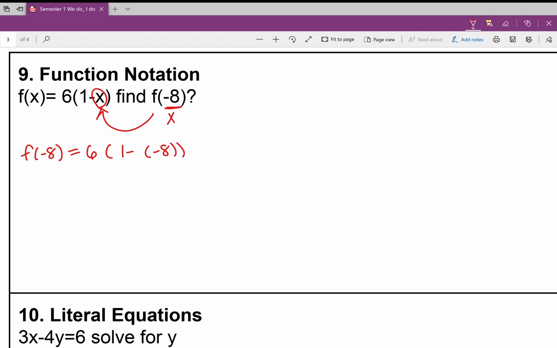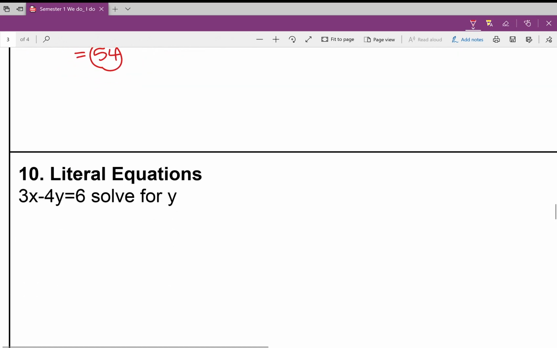Now let's simplify. 1 minus -8, this is plus a positive, so this becomes 6 times 9, because 1 plus 8 is 9, and then 6 times 9 is 54. So our answer is 54. That's it. You're just plugging in whatever's inside the parentheses in for x every single time.